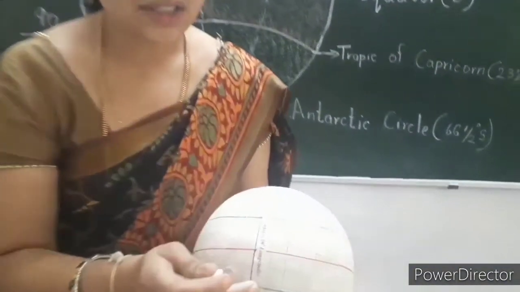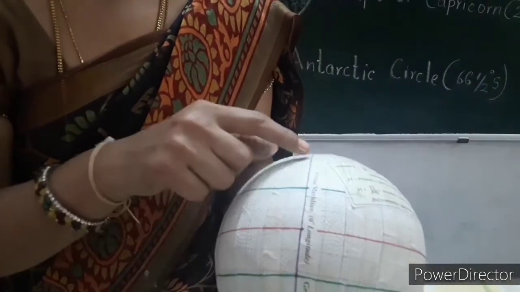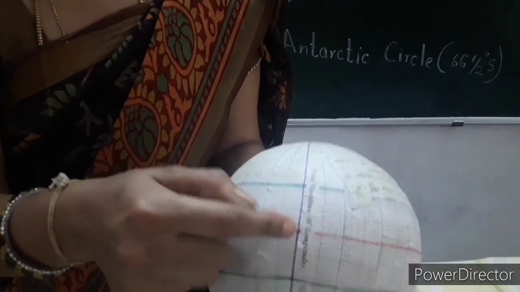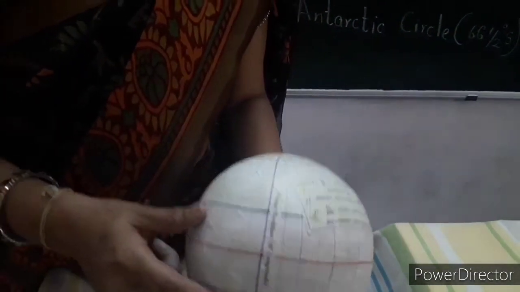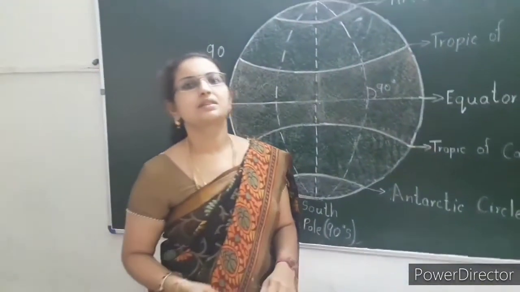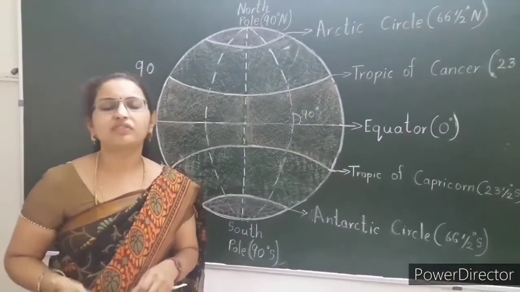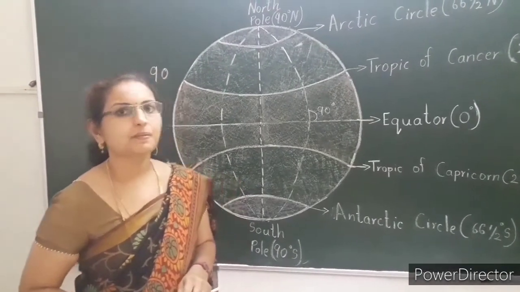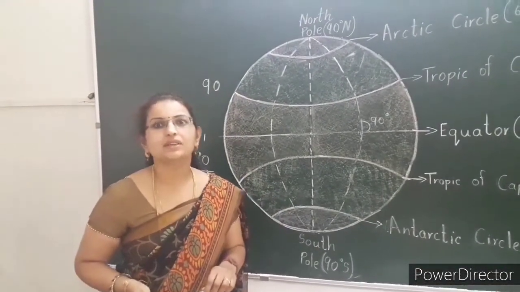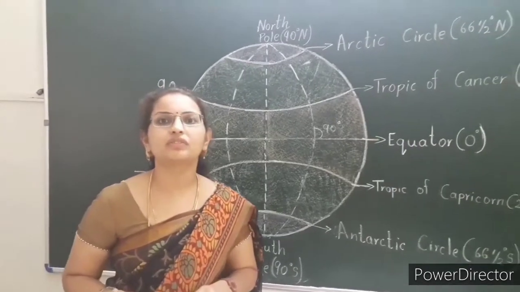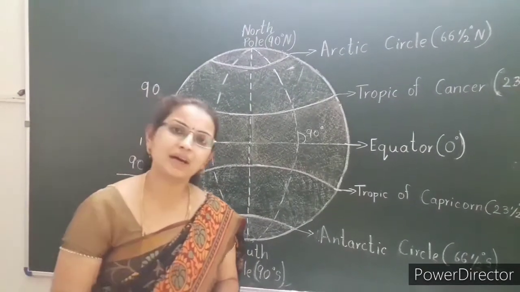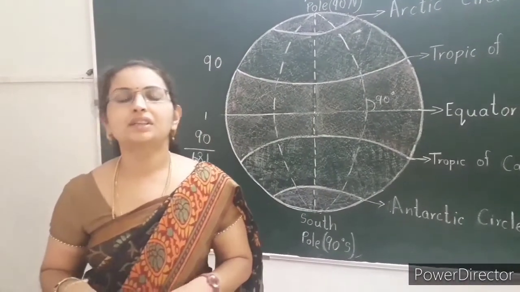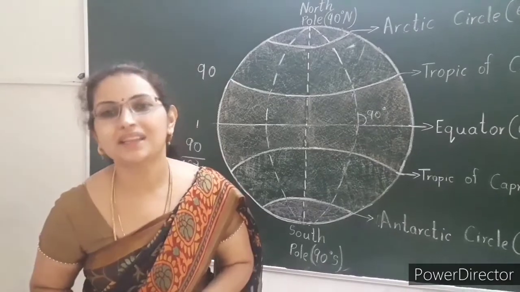See here children, this is the prime meridian, this is the equator. They cut each other. This point we call a grid. Parallels and meridians form a mesh of network on the surface of the globe. To locate a place, we must know the values of its meridian and parallel. The point at which the parallel and meridian cross each other is the location of that place. Thank you.